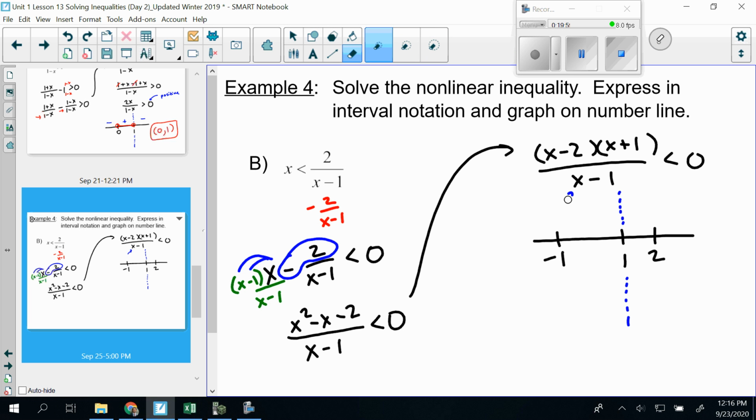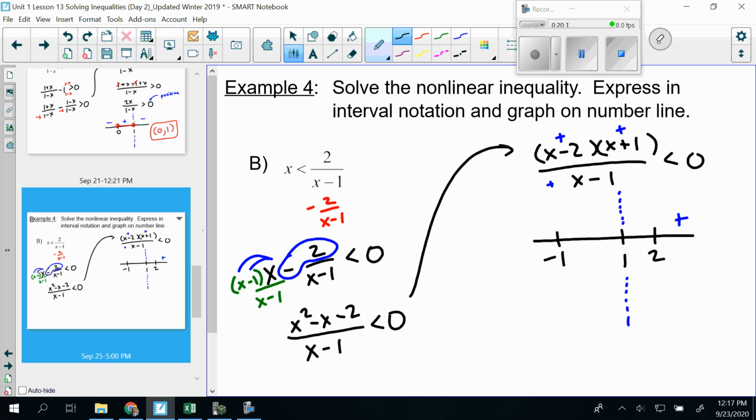All right, so now let's test out and see what we get. If we pick something bigger than 2, like 3, this term's going to come out positive. This term's going to come out positive. The bottom's going to come out positive. All positives is going to make our answer definitely positive there.